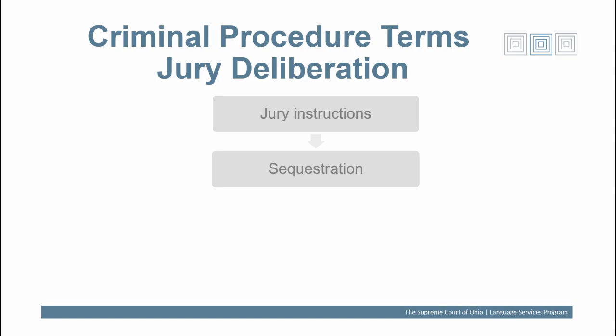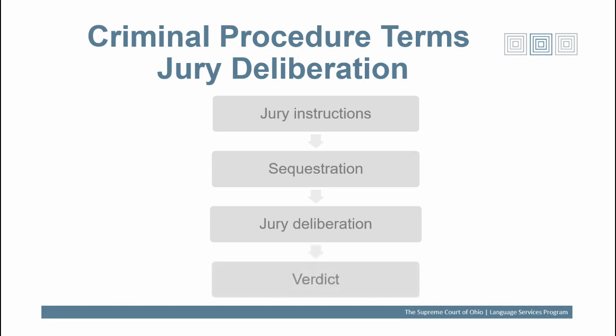Sequestration, in the context of trials, the isolation of a jury from the public or the separation of witnesses. Jury deliberation, the phase of a civil or criminal trial in which the jury meets in private to discuss the evidence presented in court and decide whether the defendant is guilty or not. Verdict, a jury's or a judge's final decision.